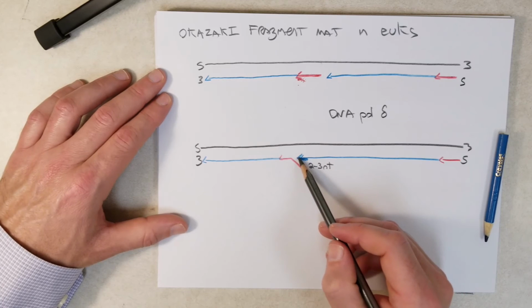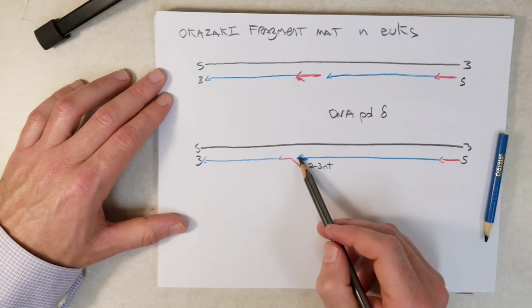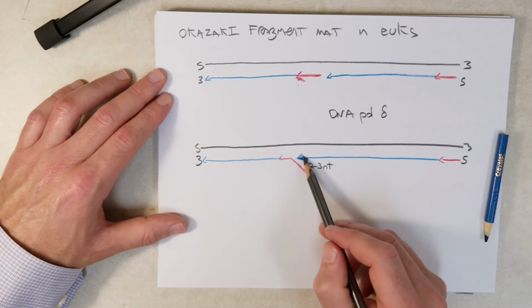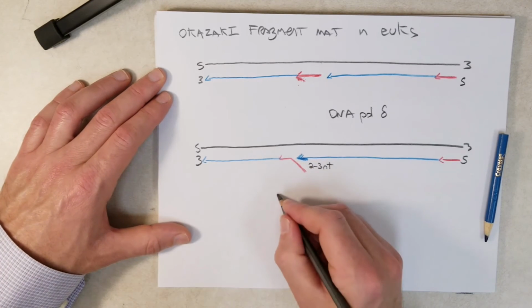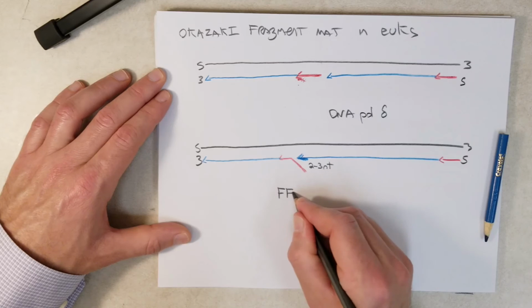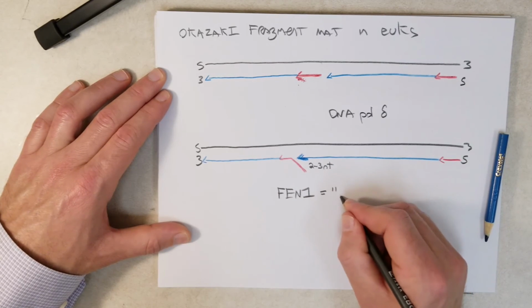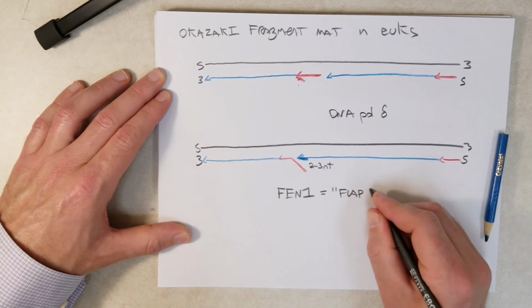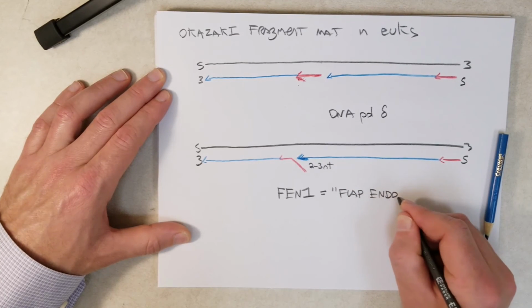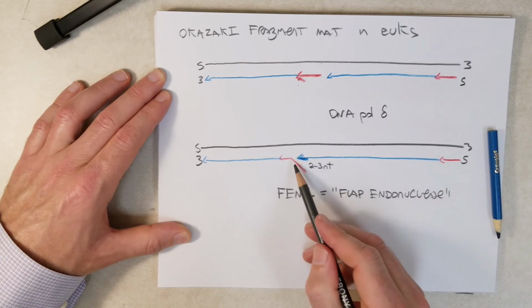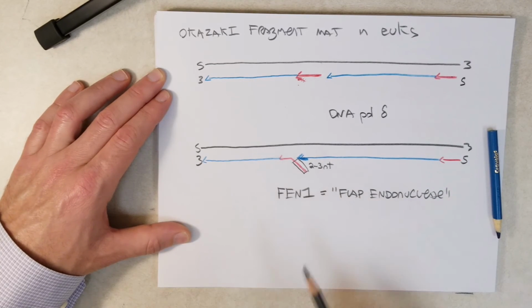Okay, so once this flap is made, it gets stuck. It can't go forward anymore. It can't put down any more deoxyribonucleotides. So what happens is an enzyme called FEN1, also known as the flap endonuclease, comes in and chops off the flap. So it removes the flap.